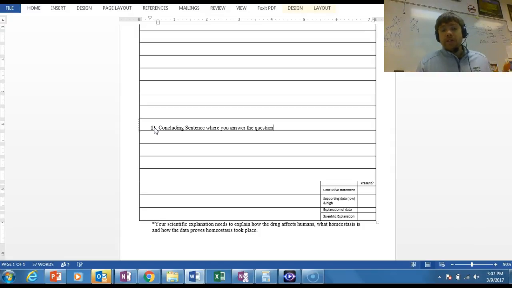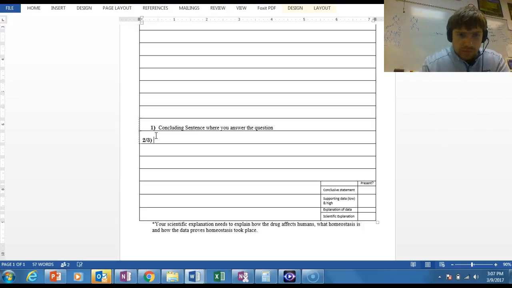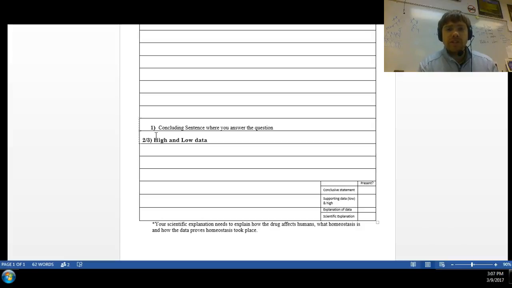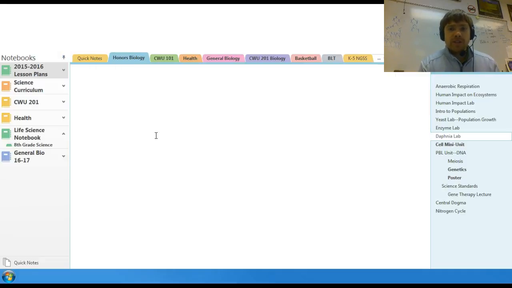So the question again asks about which drug took the longest to return to homeostasis. So you shouldn't have any numbers in this sentence. It should just be a sentence answering that question, making specific which drug took the longest amount of time. Then your second and third sentences is your high and low data. So again, you're going to look at your bar graph, be able to determine which one took the longest, which one took the shortest, and you're going to give a sentence for each of these. A couple things to make sure that you do.